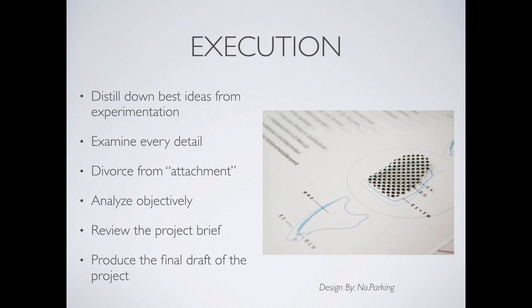You want to go back and analyze objectively. Did I meet the goals that I was trying to meet? Did I solve the problems that I was trying to solve, right? Go back, reread that project brief. Did you actually solve what you were trying to do? Right? That's important. And then you produce the final draft. This is when you get into production mode of, this is what this thing is really going to be.